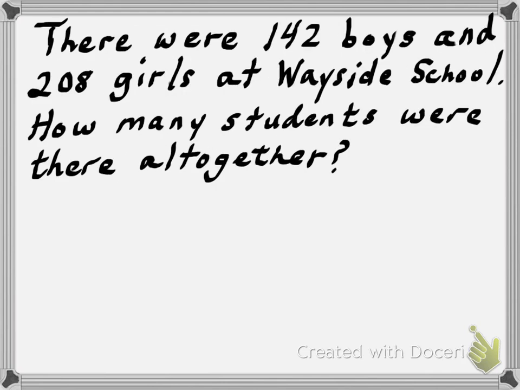Here we go. There were 142 boys and 208 girls at Wayside School. How many students were there all together? Now, keep in mind, you have to figure out if you know the whole or you know the parts. Pause the video and solve this on your scratch paper. Show your bar model and your work for solving the problem.